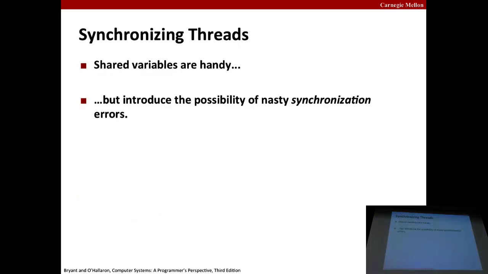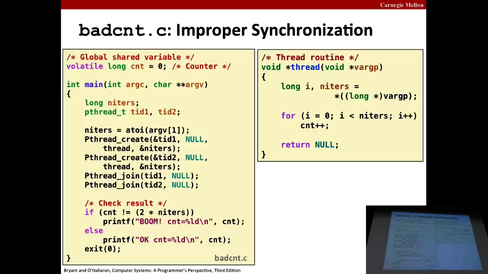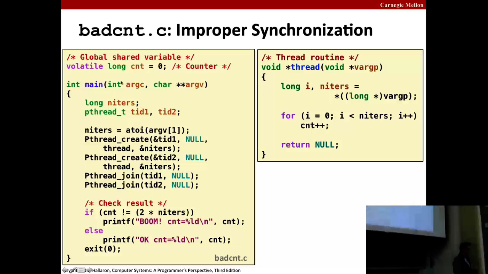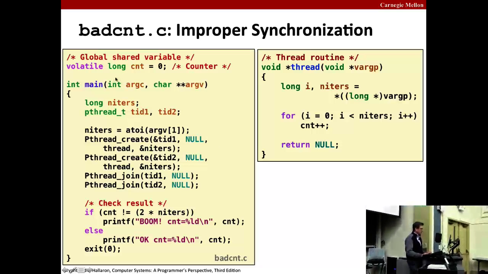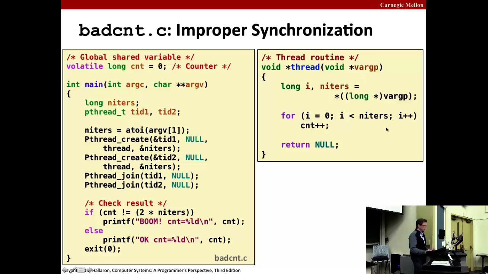Being able to share variables in this way is very handy, but you can run into some really nasty problems that are very surprising. So let me show you an example. This is a program called badcnt, so obviously there's something wrong with this. I'm giving you a little clue. What we want to do is create a number of threads, and each of those threads will increment a global variable called count some number of times, the same number of times.